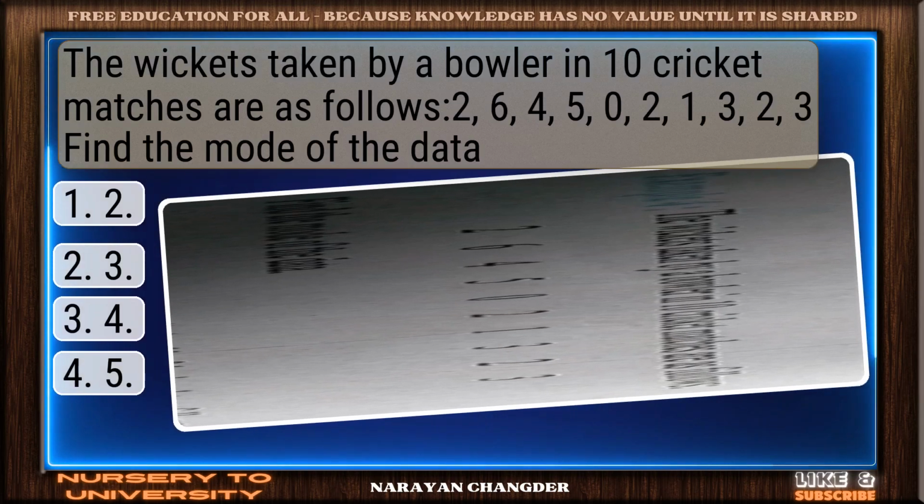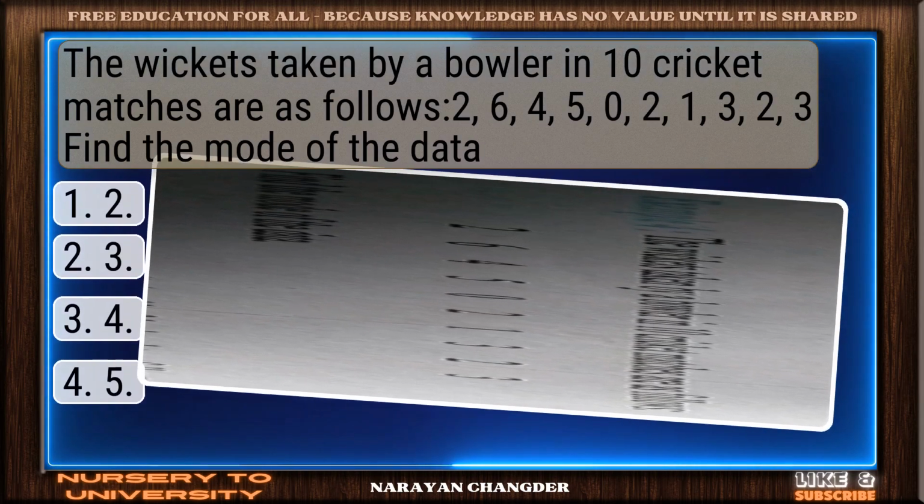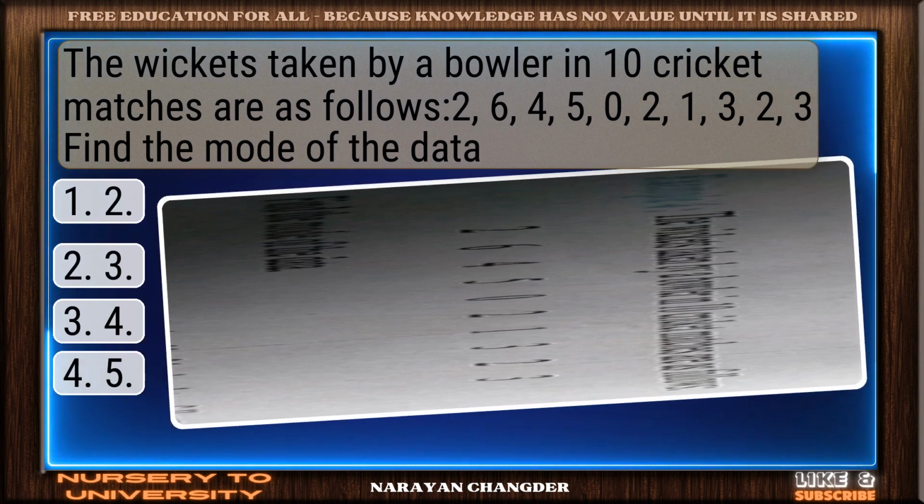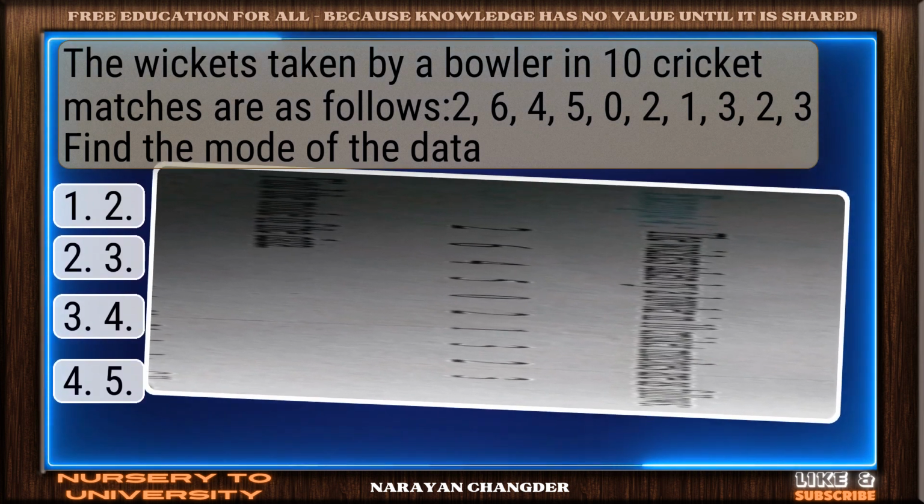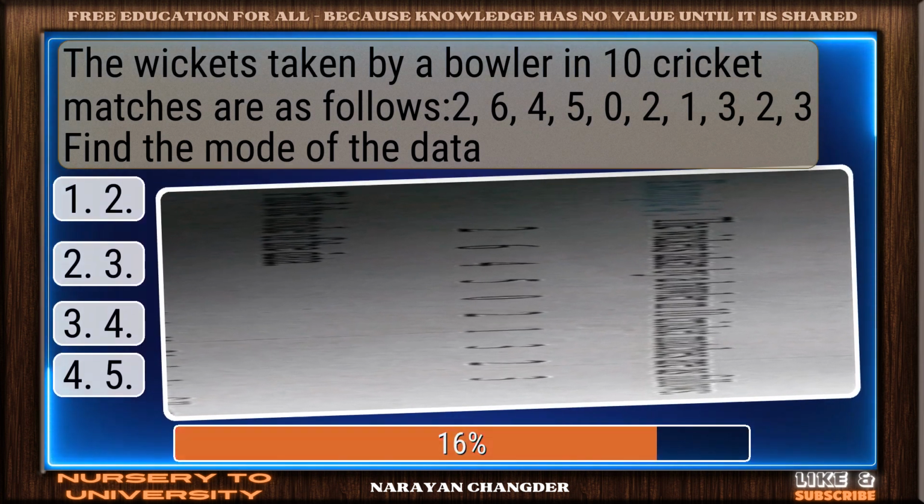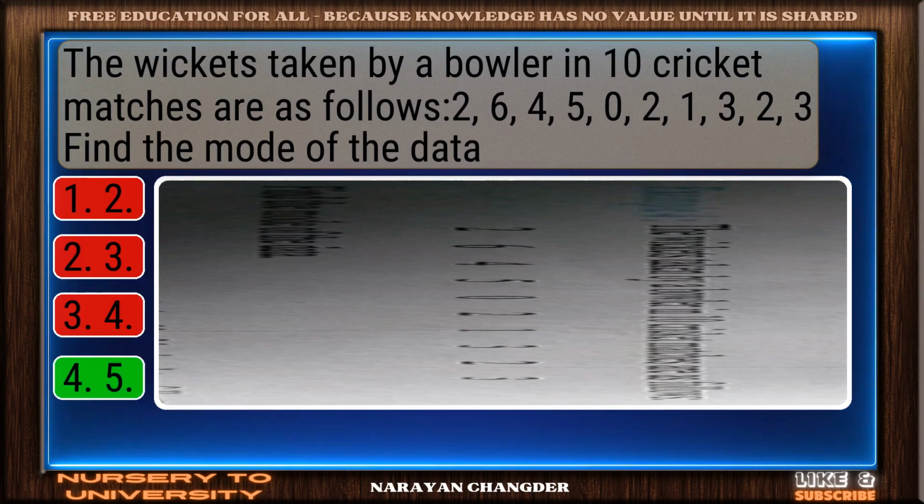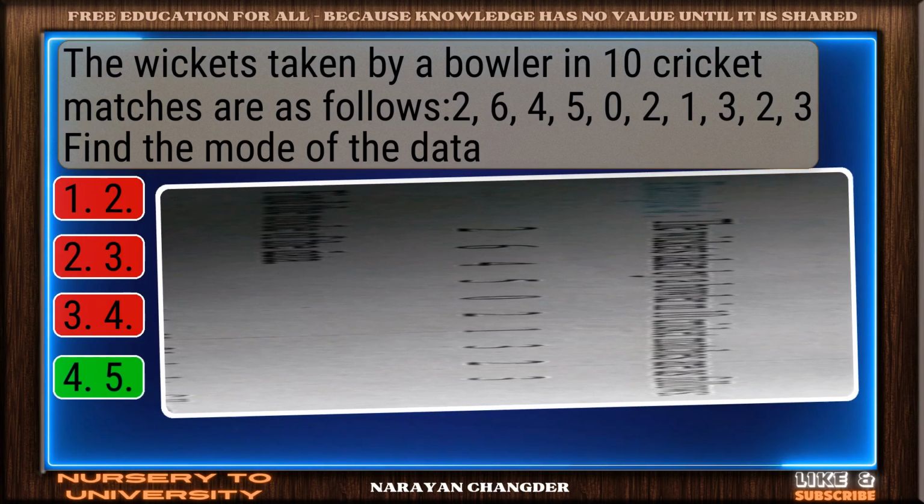The wickets taken by a bowler in 10 cricket matches are as follows: 2, 2, 6, 4, 5, 0, 2, 1, 3, 2, 3. Find the mode of the data. Clear logic. 5 is sound.